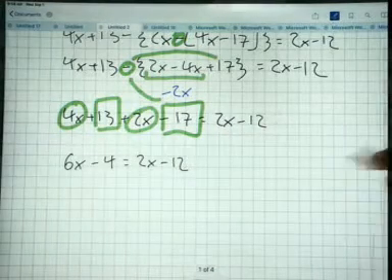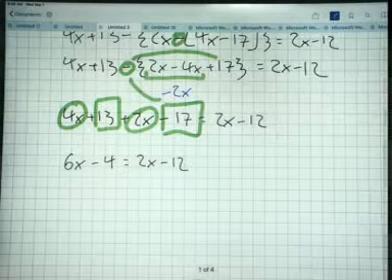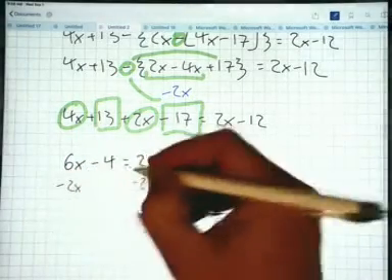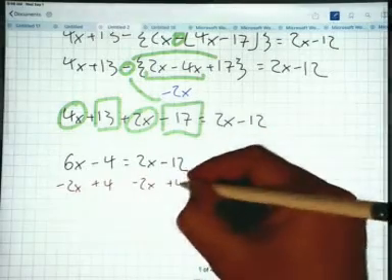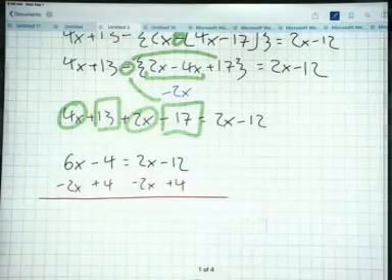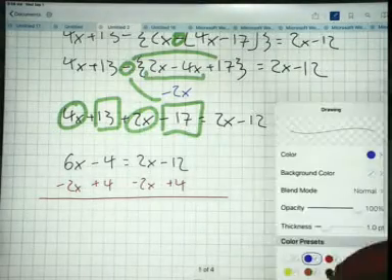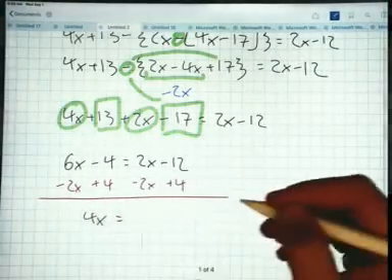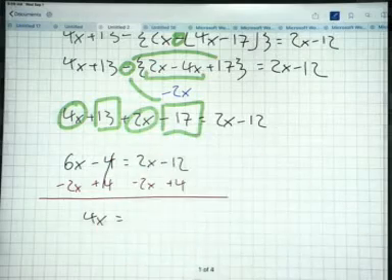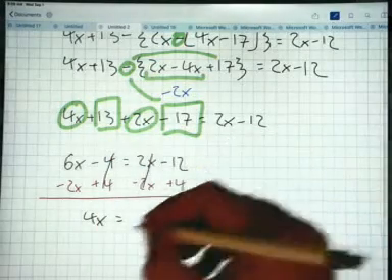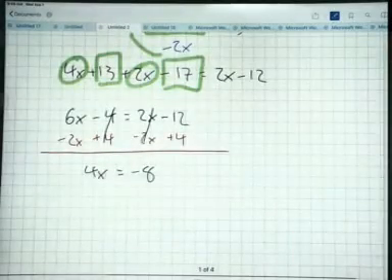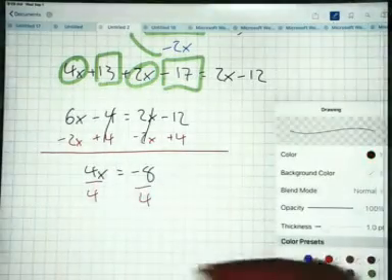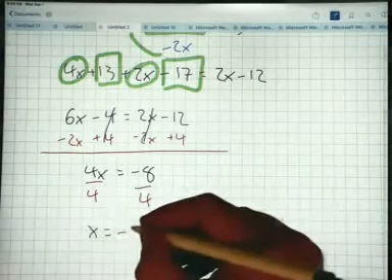And then we'll just go through and start moving things across the equal sign. So we'll subtract 2x on both sides. We'll add 4 on both sides. So 6x minus 2x is going to be 4x. So that's going to cancel out, and that's going to cancel out. And then negative 12 plus 4 is going to be a negative 8. And then we can just go ahead and say, well, let's divide both sides by 4. And that is how we get x is equal to negative 2.